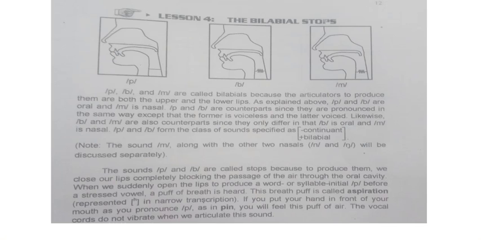P and b are counterparts since they are pronounced in the same way, except that the former is voiceless and the latter is voiced. Remember that? If they differ only in one feature, then they are called counterparts. Likewise, b and m are also counterparts since they only differ in that b is oral and m is nasal.